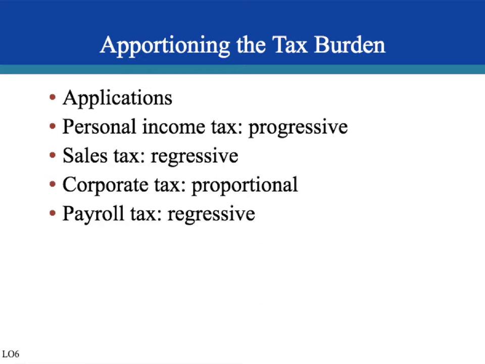A corporate tax is proportional. Any corporation that has a positive profit will pay a flat 35% tax rate. Of course, you may hear about loopholes, and that is true, but the basic tax rate that's levied is 35% all across the board. And then a payroll tax is regressive. The reason being is that the Social Security tax that is paid only applies to a certain limit, to a certain cap. In 2012, it was $110,100. And then any income after that, there's no payroll tax taken for Social Security. So the higher the income is, the less Social Security tax you will pay as a percent of total income.